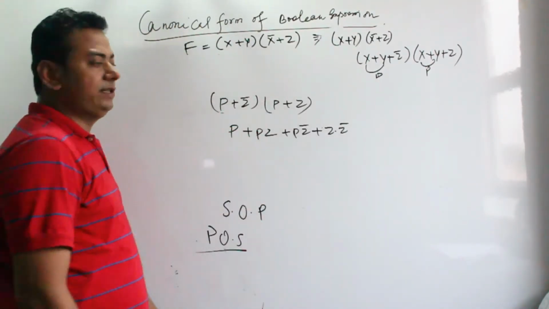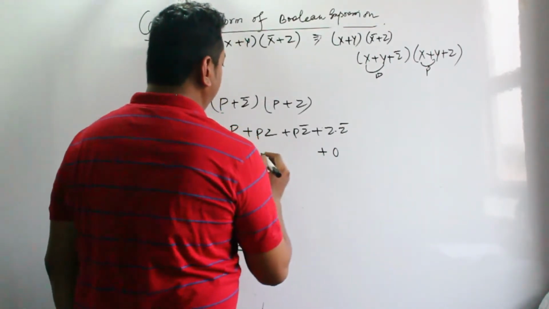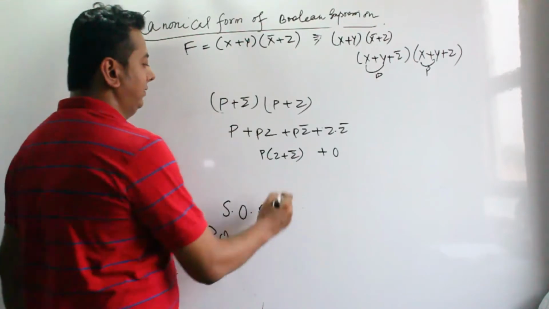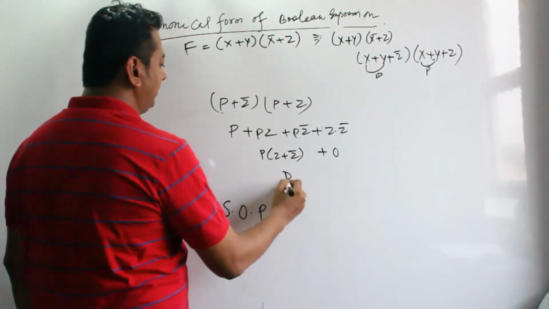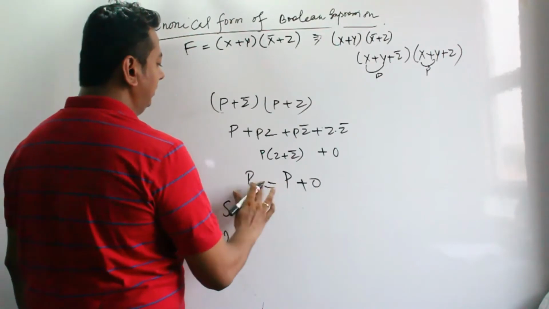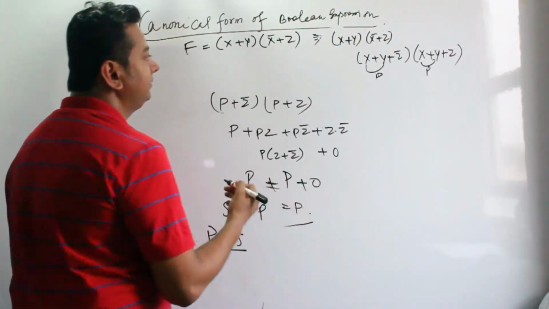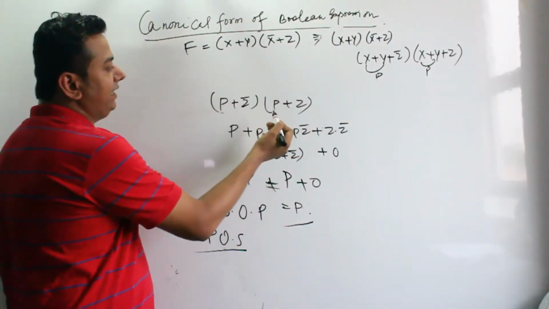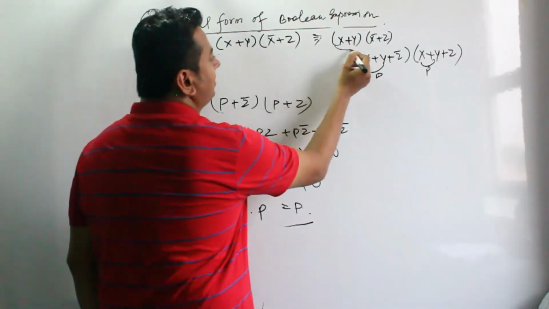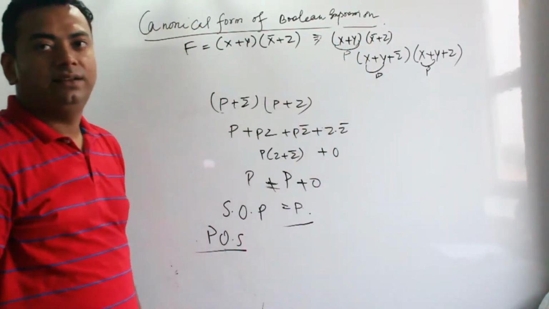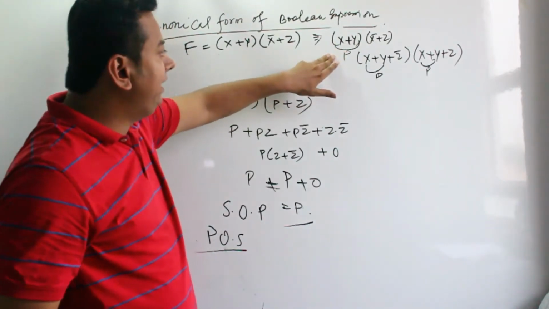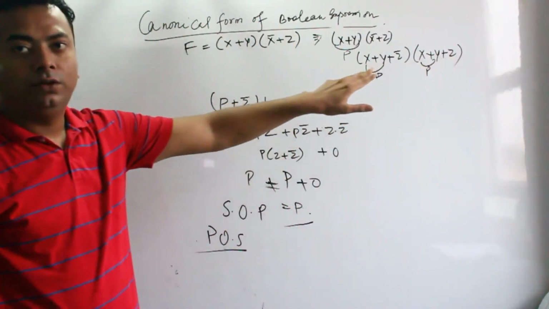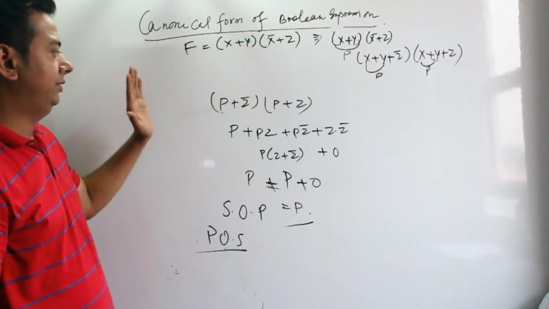Z bar always 0. We can take p common here: z plus z bar, which is 1. So this is p plus 0, and p, nothing but p, right? So we have taken p plus z and p plus z. So this was, I considered it as a p, right? So instead of p, I wrote p plus z bar and p plus z. So in product of sum, you have to be careful.